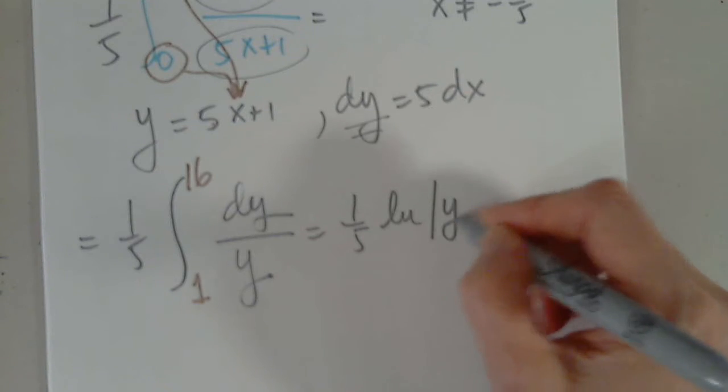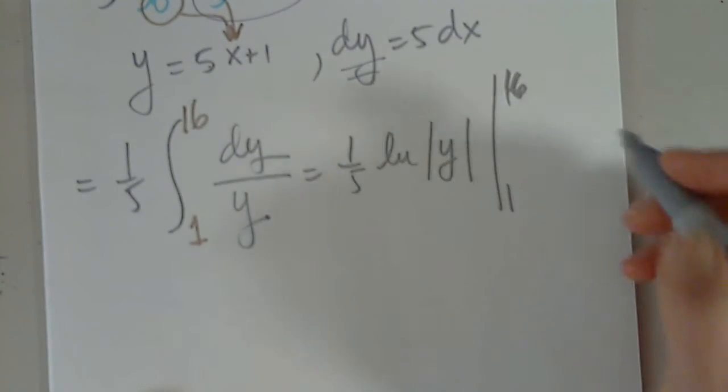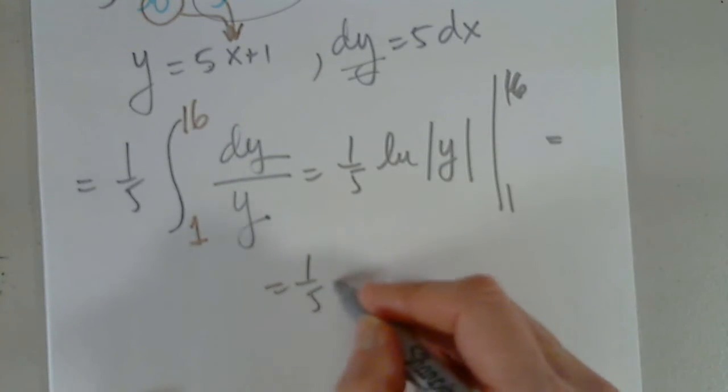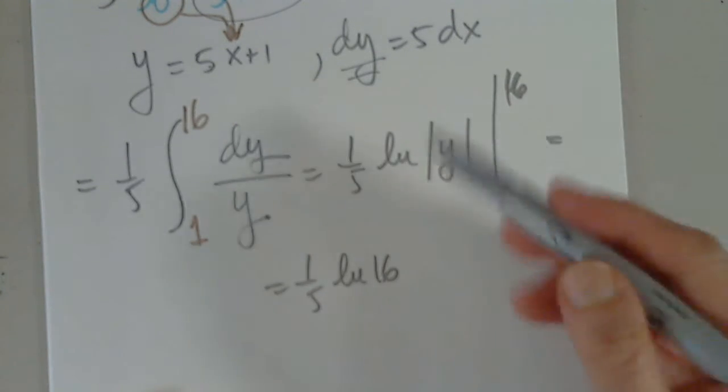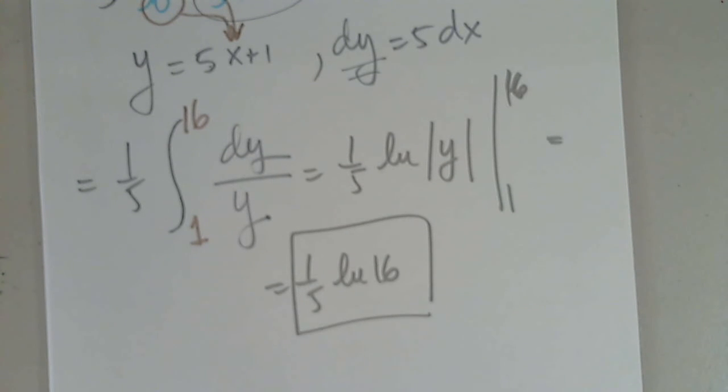So this is 1/5 times natural log of y from 1 through 16. I plug in 16, I get natural log of 16. Minus, when I plug in 1, I get 0. And this is it. There is no need to go back to the previous variable.